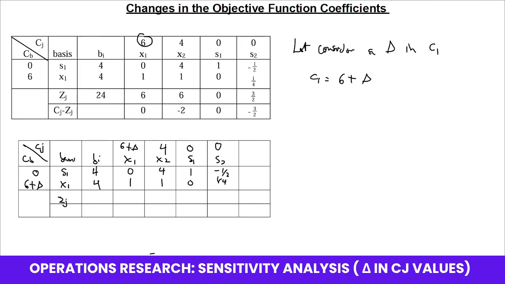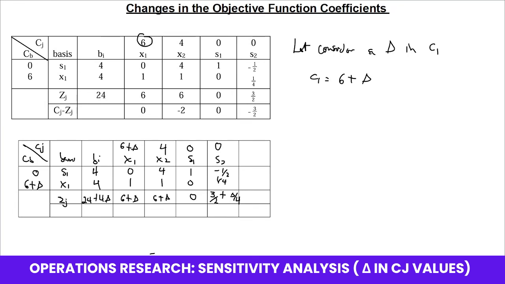So let's calculate our zj values. I'm going to have 4 times 0 is 0, 4 times 6, 24, plus 4 delta. And this one is going to give us 6 plus delta. Same here, 6 plus delta. Then this one is going to give us 0. I know you know why we are getting the 6 plus delta and the zeros. 3 on 2 plus delta on 4.